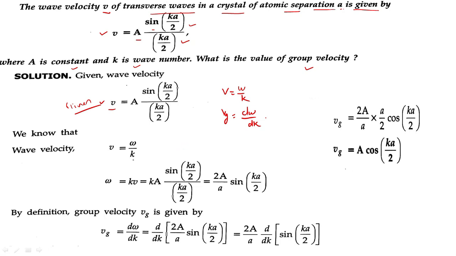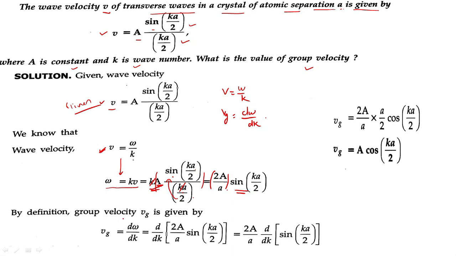Group velocity vg is equal to d omega by dk. And v equal to omega by k, that is the simple formula. So what is omega? Omega equal to k into v. From this part, omega equal to k into v, that is k into, what is v? V is a into sin(k a by 2) by k, that is given in the question. That is equal to 2 by a into sin(k a by 2), because this k is cancelled.